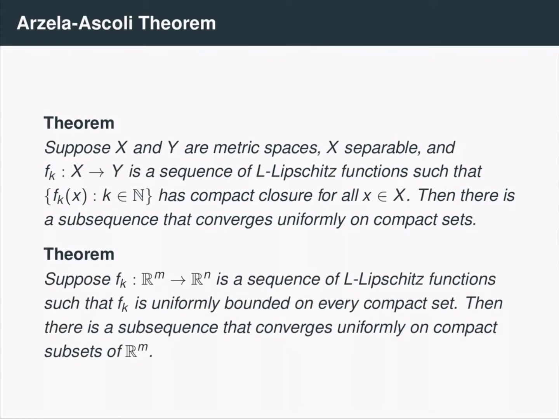Throughout this course, we'll be using the special case of this theorem where we have a sequence of Lipschitz functions from one Euclidean space into another, and these Lipschitz functions are uniformly bounded on every compact set. That is to say, for any fixed compact set, the sequence of functions, when restricted to the set, form a bounded family, even though the bound can change between different compact sets. Then there is a subsequence that converges uniformly on compact subsets of Euclidean space.